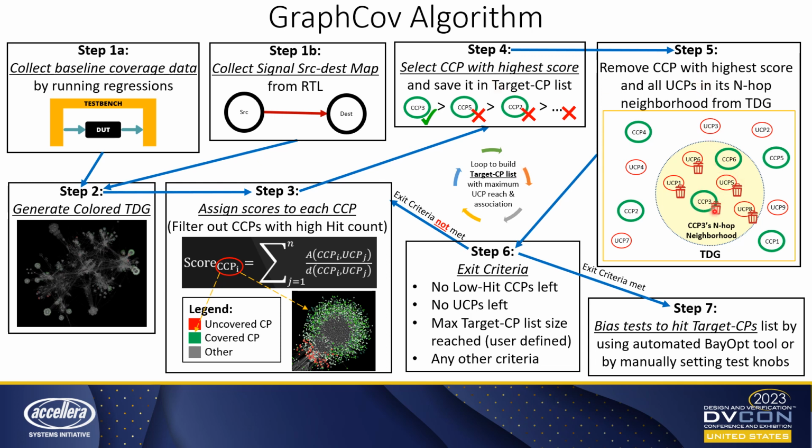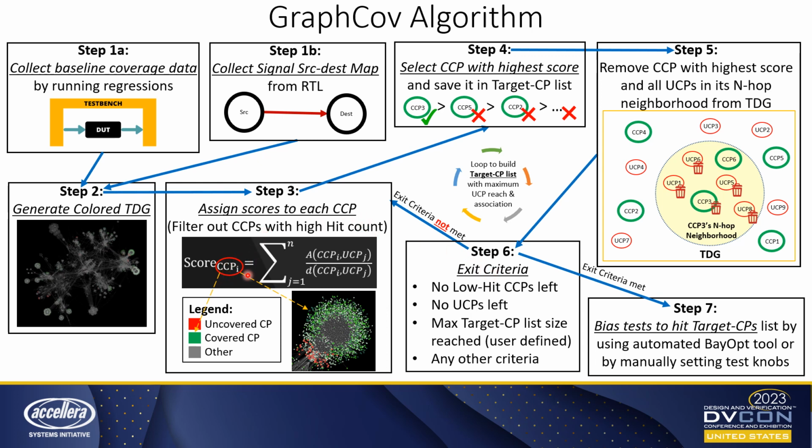If CCP3 is the target CP, there would be some UCPs and other CCPs in its neighborhood. What we do is we prune the trace driver graph by removing all the UCPs in the neighborhood of the target CP, and we also remove the target CP. Once that's done, we move to step 6 and check if one of the exit criteria is met. For example, it's possible that after pruning all the UCPs, there are no UCPs left anymore, so that would stop the process.